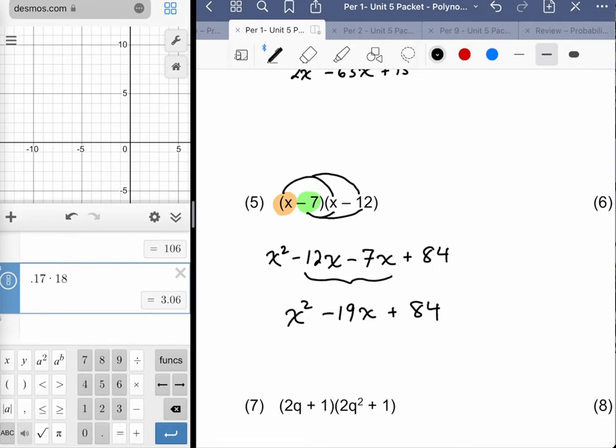And that would be our simplified form. All right. So again, once we get rid of the parentheses through multiplication, it really is just a matter of saying, all right, let's simplify by combining like terms. Once we do that, it's all over. All right, mission accomplished.